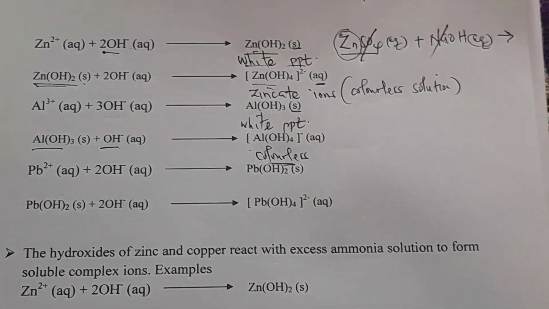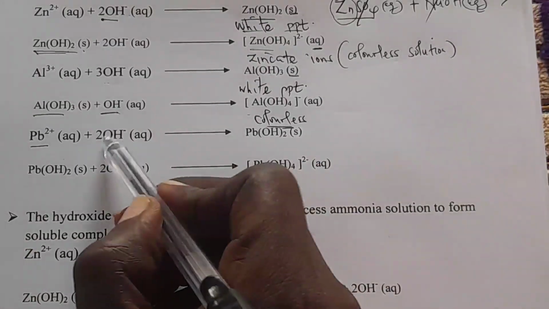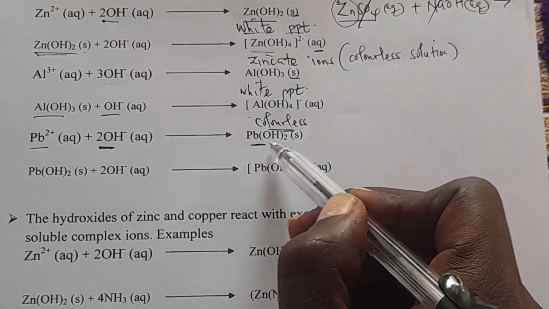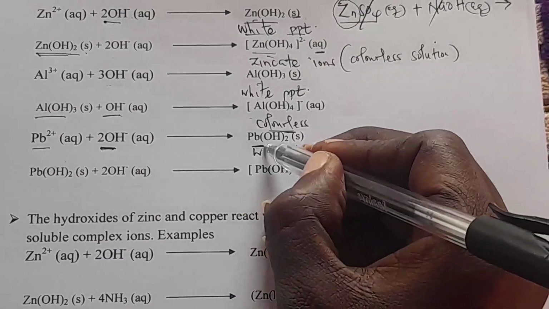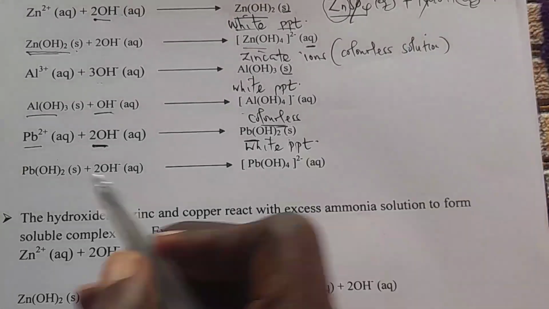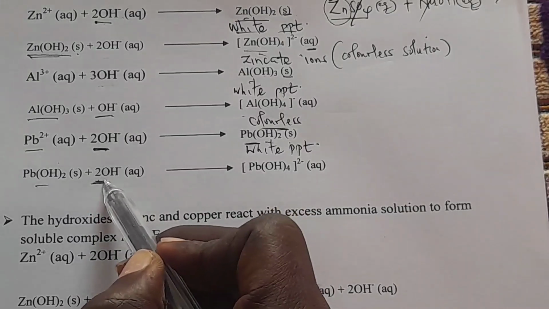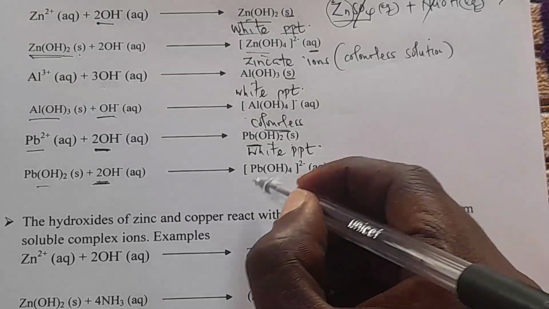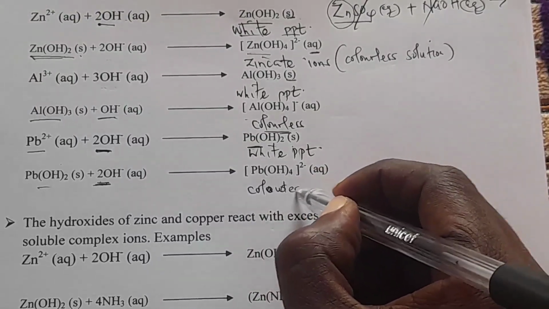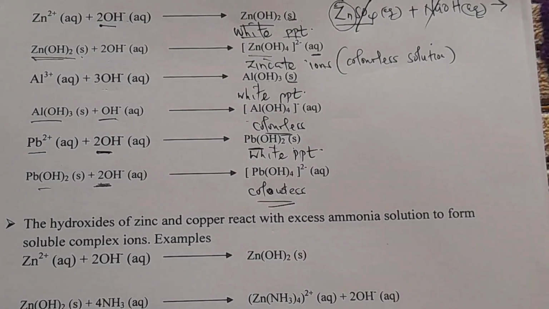They are colorless. Then next, we can have lead 2 ions reacting with the hydroxyl ions, giving you lead hydroxide. So this is still a white precipitate. Then if to that white precipitate you add excess sodium hydroxide or more drops of sodium hydroxide, the white precipitate dissolves to form a colorless solution. So this colorless solution is called plumbate ions.